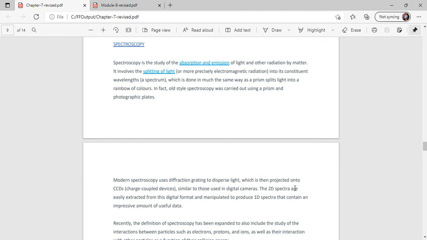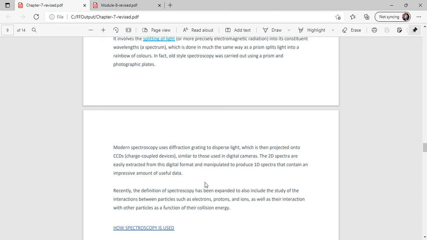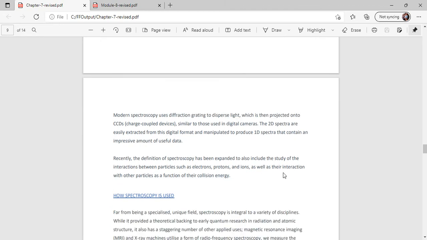In fact, old-style spectroscopy was carried out using prisms and photographic plates. Modern spectroscopy uses a diffraction grating to disperse the light, which is then projected onto CCDs or charge coupled devices. Similarly to those used in digital cameras, the 2D spectra are easily extracted from the digital format and manipulated into 1D spectra that contain an impressive amount of useful data.